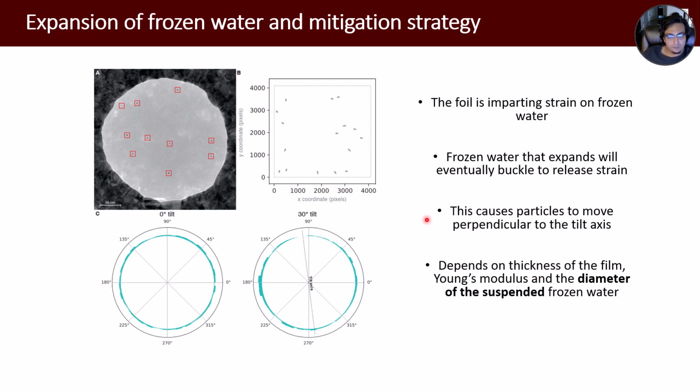So now we understand that the foil is imparting strain on the frozen water, and that frozen water will expand to buckle and release strain, and the strain is also giving it motivation to bubble up. Obviously, you can see from this they've recorded the motion of these particles, and it does buckle perpendicular to the tilt axis, which is, if this is the tilt axis, this is where they're going. That means it's buckling up, it's actually expanding or doing something.